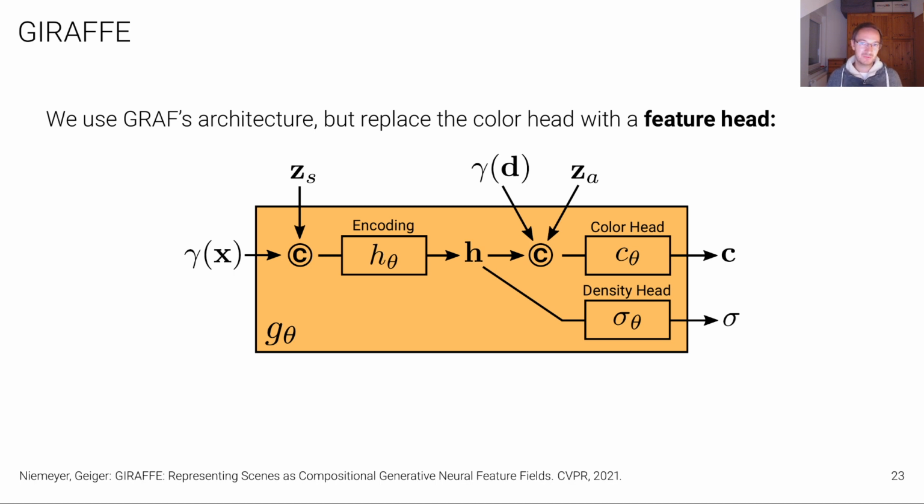As conditional radiance field architecture, we use the same as GRAF, but we simply replace the color head here with a feature head. So going from 3 dimensions to a higher dimensional space.